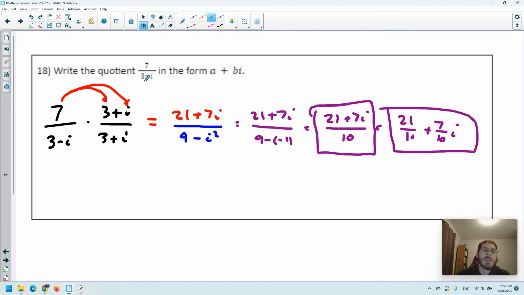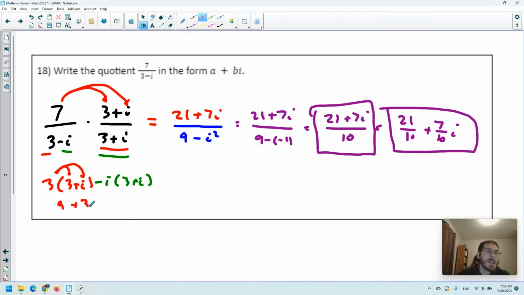If you do want to see this one drawn out, we can draw that one out also. So 3 times 3 plus i, and then minus i times 3 plus i. So 3 times 3 is 9. 3 times i is 3i. Negative i times 3 is minus 3i. Negative i times i is minus i squared.